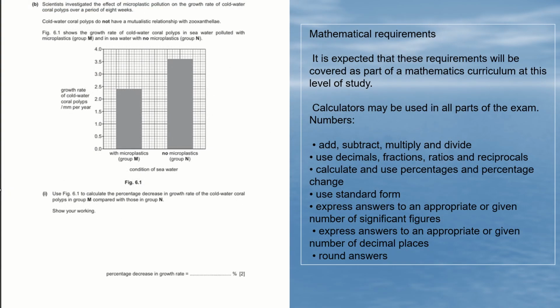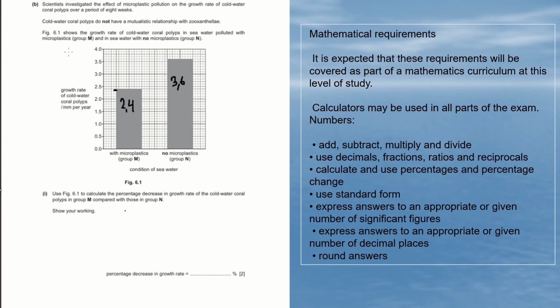Our next question here, although it looks complex, is actually just a math question. And it requires you to be able to calculate a change in percentage. This is also why you should always bring a calculator to any of your Cambridge science exams. So we have here with the microplastic, we can see this here is around 2.4. And here, without the microplastic, we get a growth rate of 3.6.